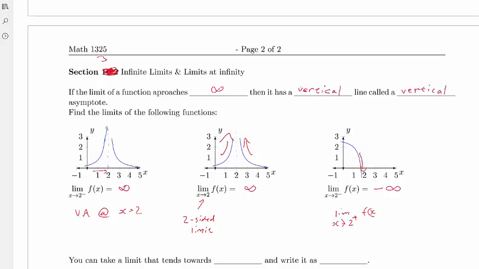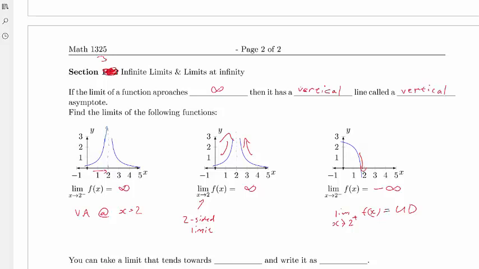What if we approach from the right? Would it be negative infinity? Well, you might be tempted to say that's the case, but note the function is not defined after 2, so we would simply write undefined. We know where it's approaching from the left, but not necessarily the right.